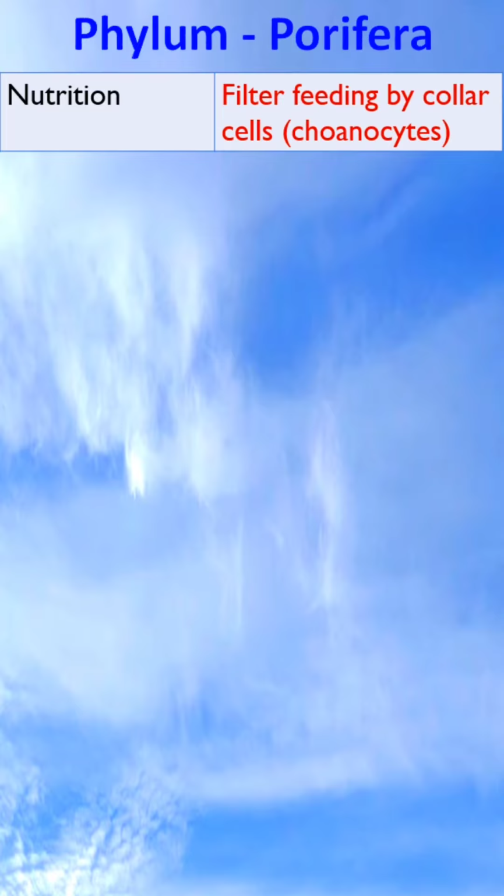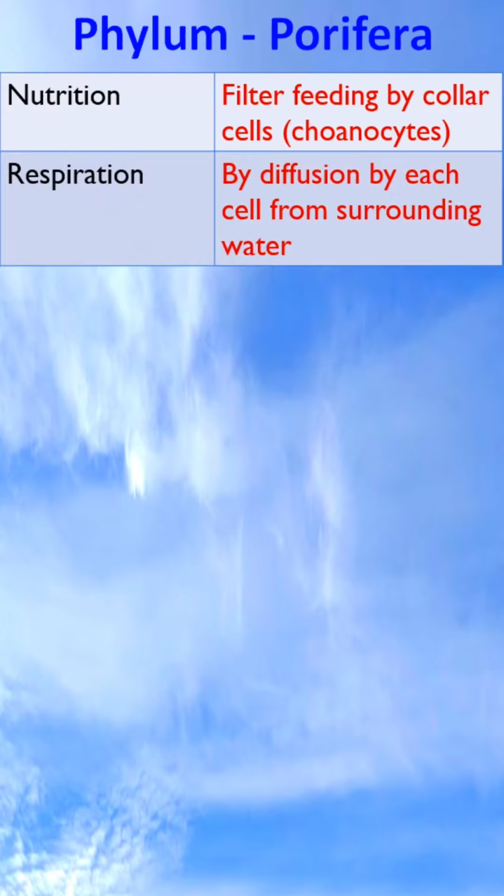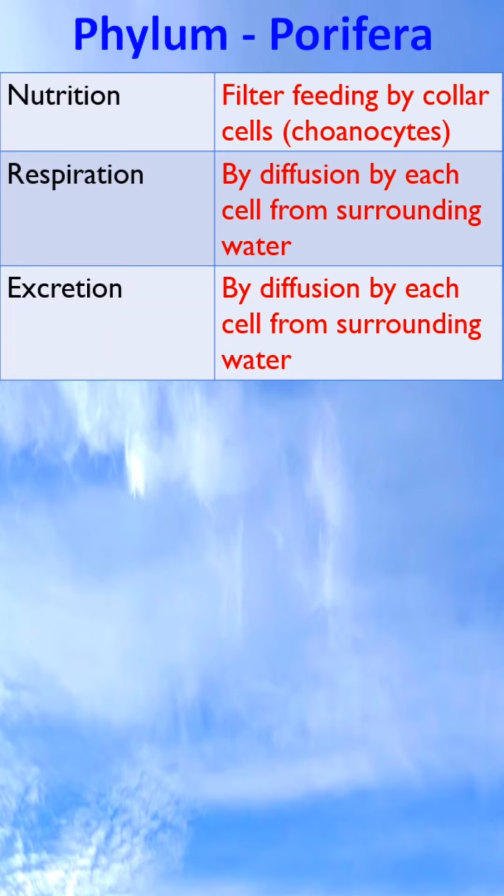So we'll see nutrition. Each and every cell is taking its own food by filter feeding. There are some special type of cells found in the pores. They are called choanocytes. They have flagella. Respiration, each and every cell is in direct contact with the water, so they take their oxygen from the surrounding water. Excretion, every cell is in direct contact with the surrounding water, so they simply throw their waste out.